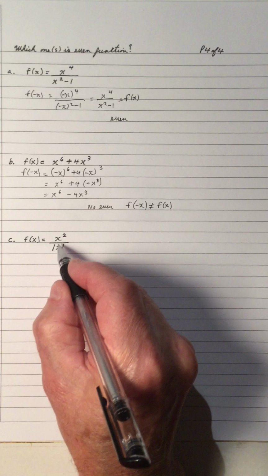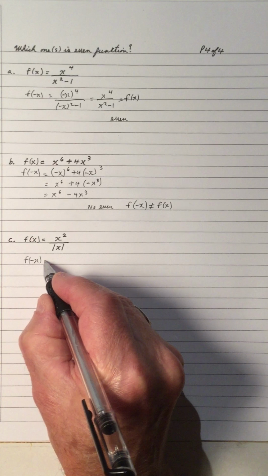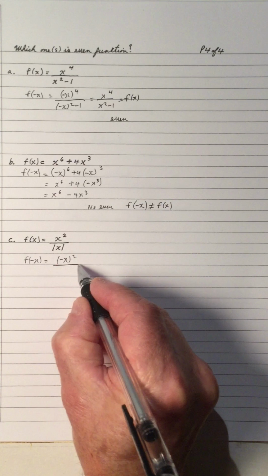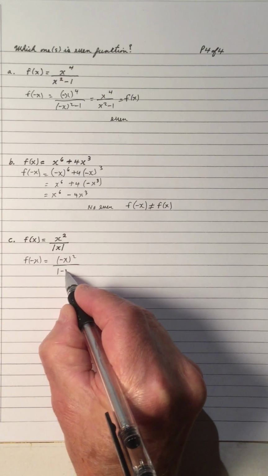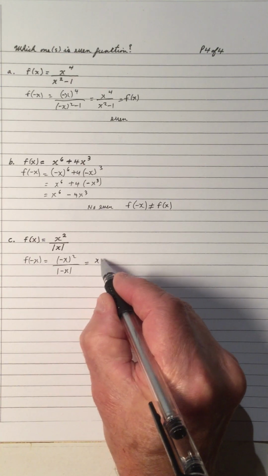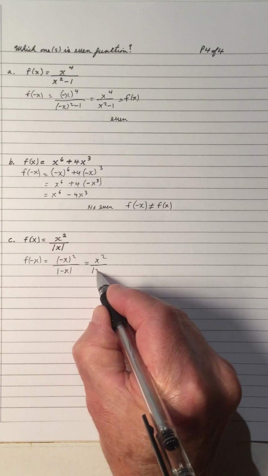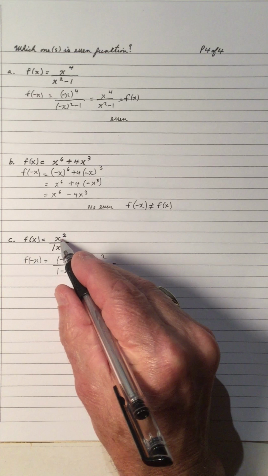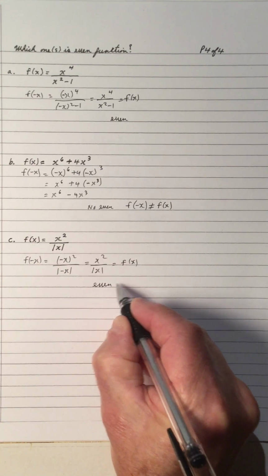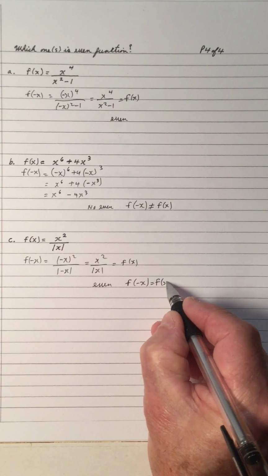And let's look at this one. We have x squared, so the f of negative x: negative x goes in the place of x, absolute value of negative x. So we got a negative x in. Negative x all squared is x squared. The absolute value of negative x is the same as the absolute value of x. And that's the same as that. So that's the f of x. So this is even. Why is it even? Because the f of negative x is equal to the f of x.